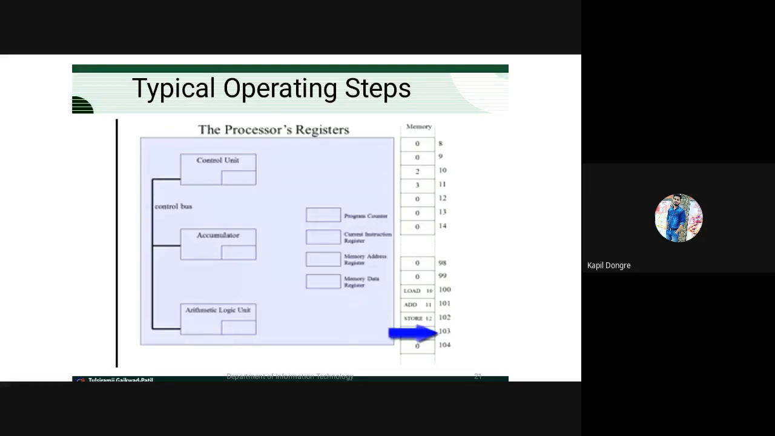Here we have memory locations. It shows the processor registers. The CPU consists of the program counter, memory address register, memory data register, control unit, accumulator, and arithmetic and logic unit. The control unit is used to control the operations. The accumulator is used to perform the arithmetic and logic operations, and again the result gets stored there.